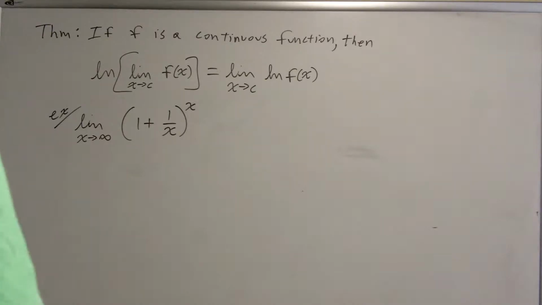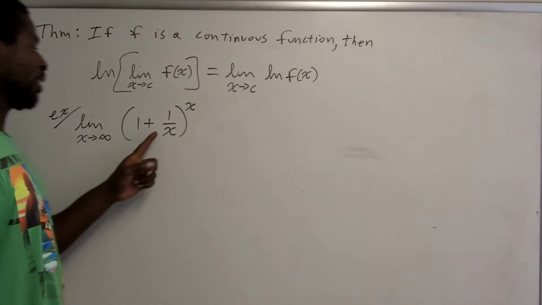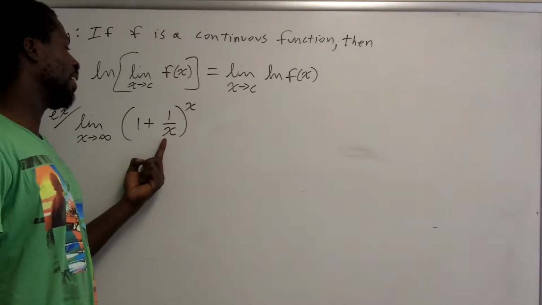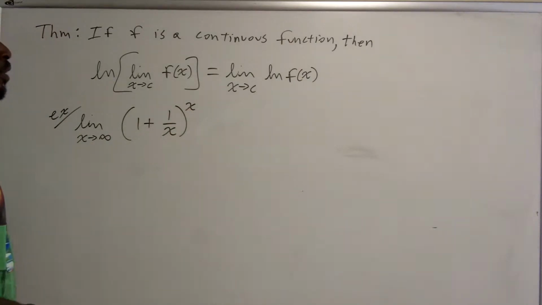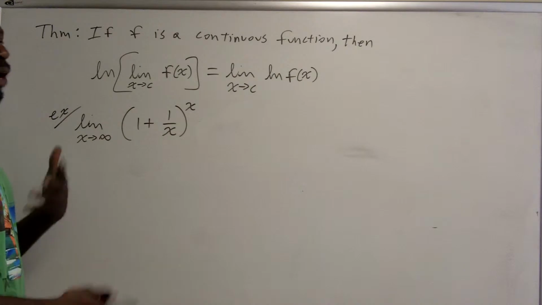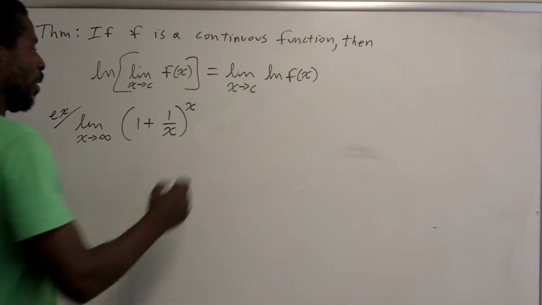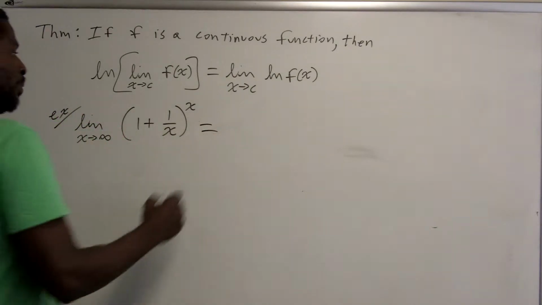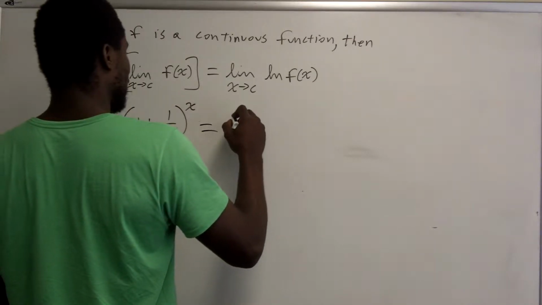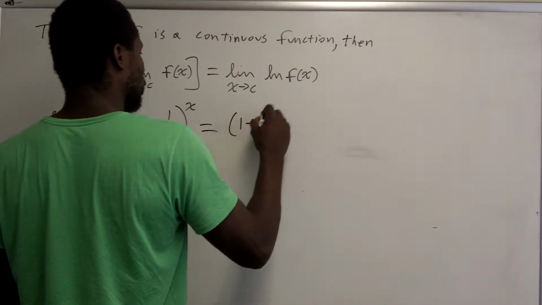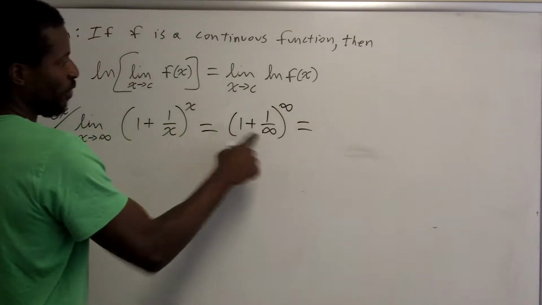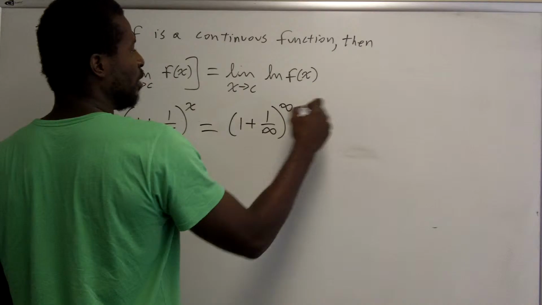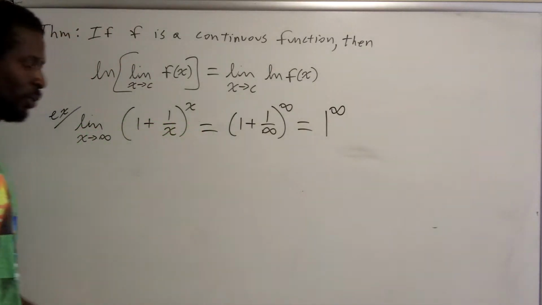Okay, so now I'm going to look at limits involving exponentials where the base involves a variable and the exponent involves a variable. In this case, we're going to use something that's similar to logarithmic differentiation. Now, upon direct substitution, this limit becomes 1 plus 1 over infinity to the infinity power. 1 over infinity is 0, so I get 1 to the infinity power.